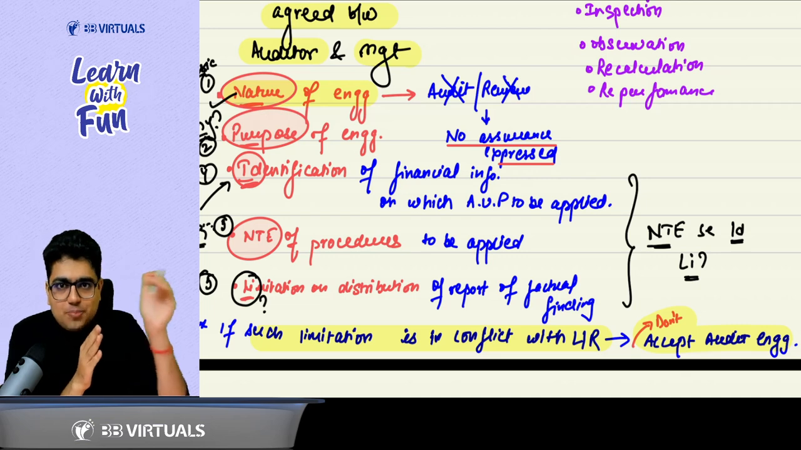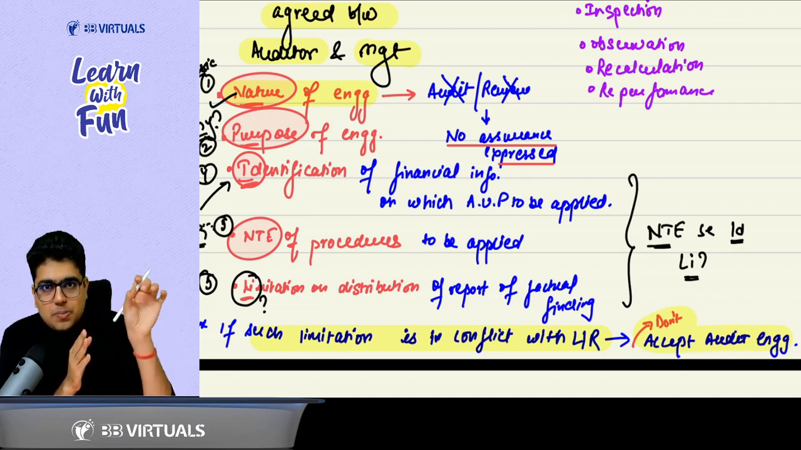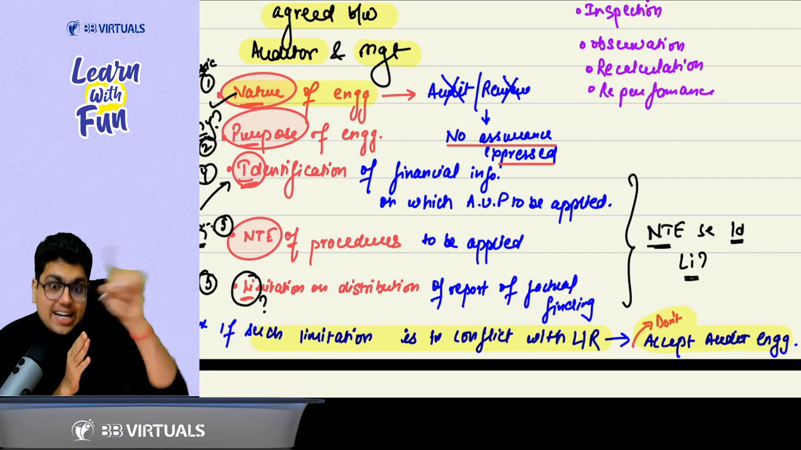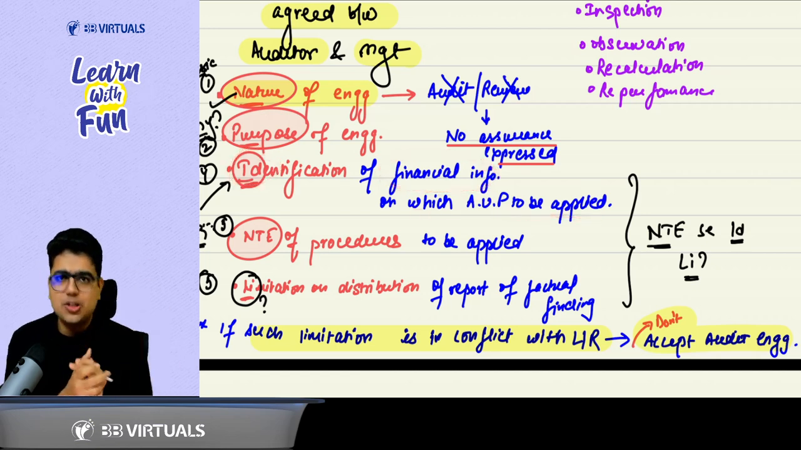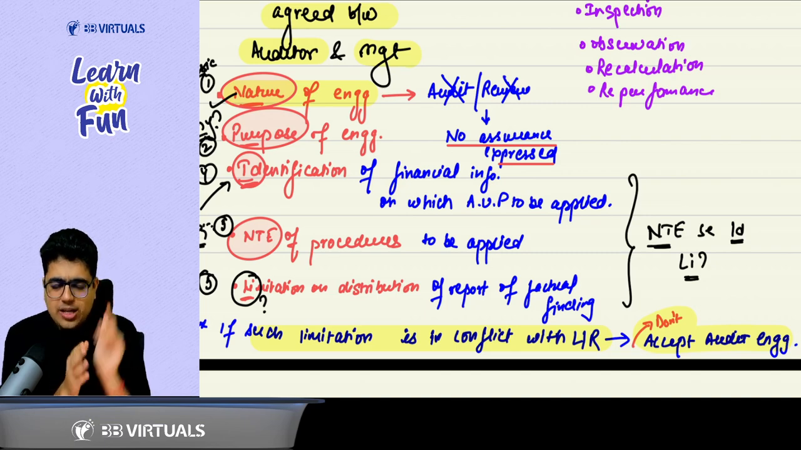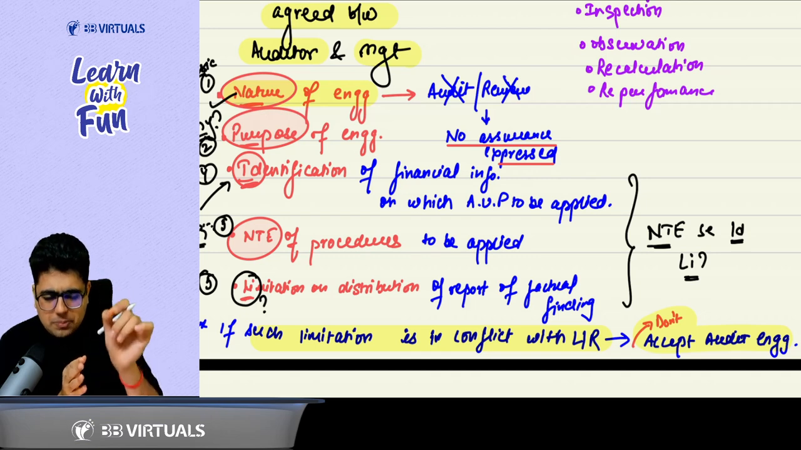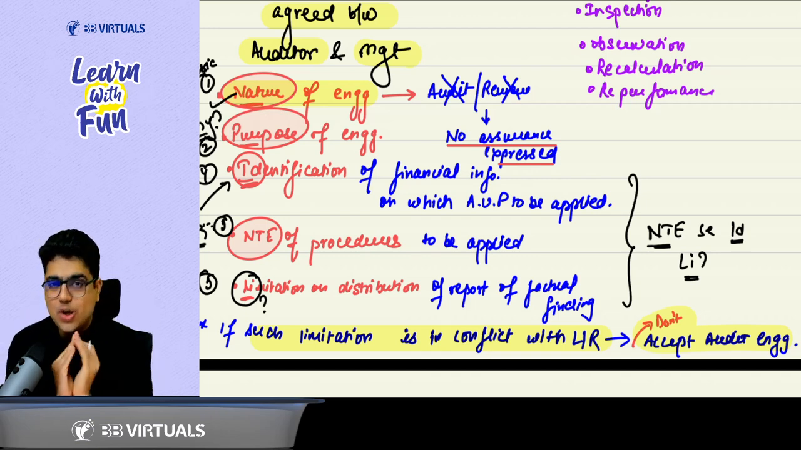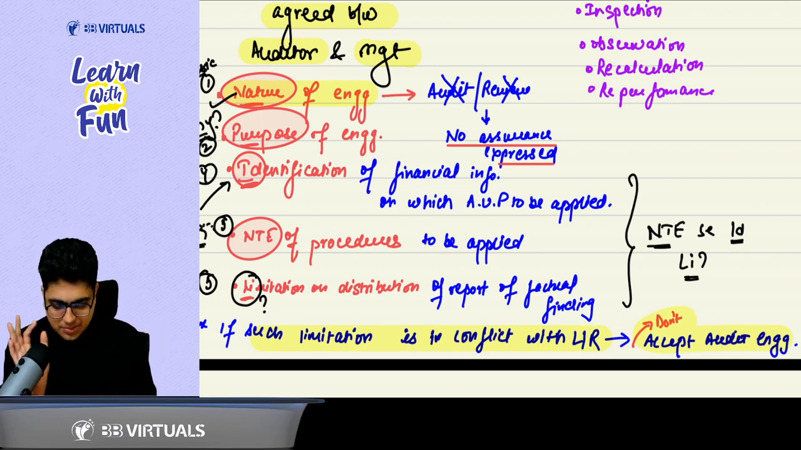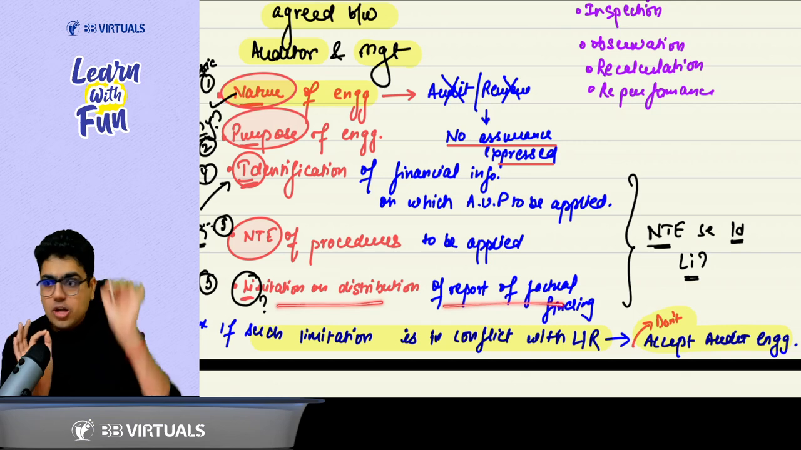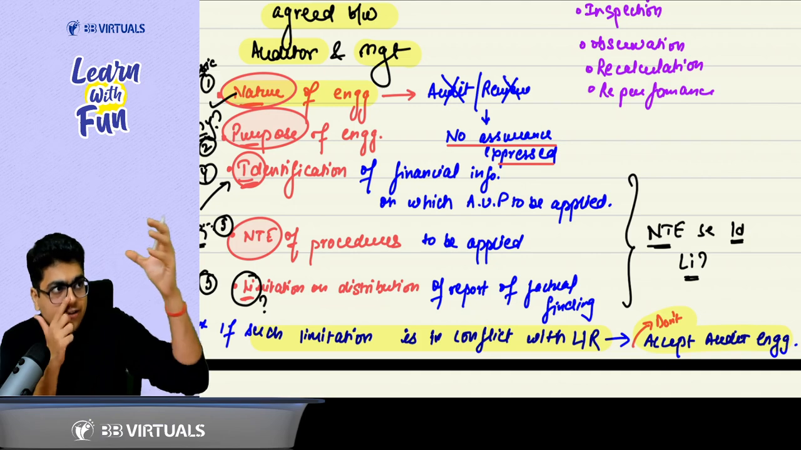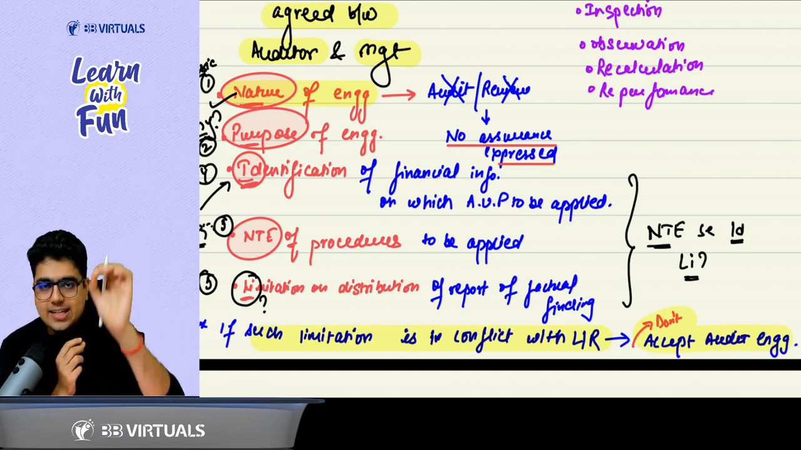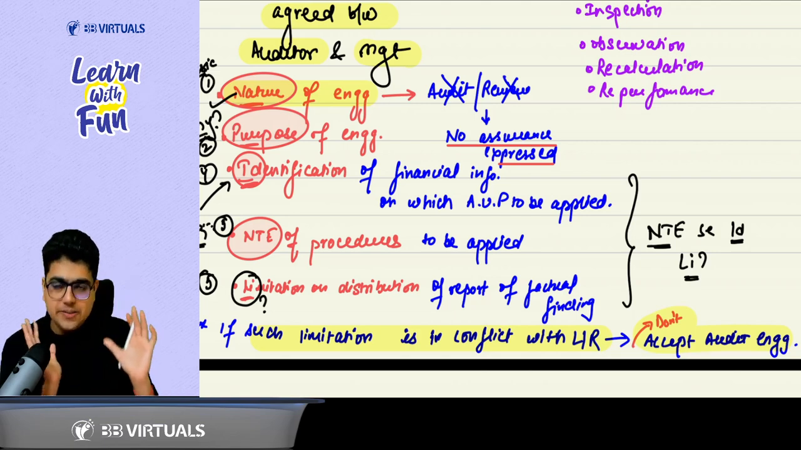Nature, timing and extent of procedures. Now these procedures are to be performed on which information? So identify the financial information on which agreed upon procedures are to be performed. And the last point is Lee, meaning limitation on the distribution of report. These reports are only meant for those people who have agreed the procedures, not for anyone else, not for the general public. Also one thing, if this limitation is in contravention with the law or regulation, then in that case, you don't accept the engagement.